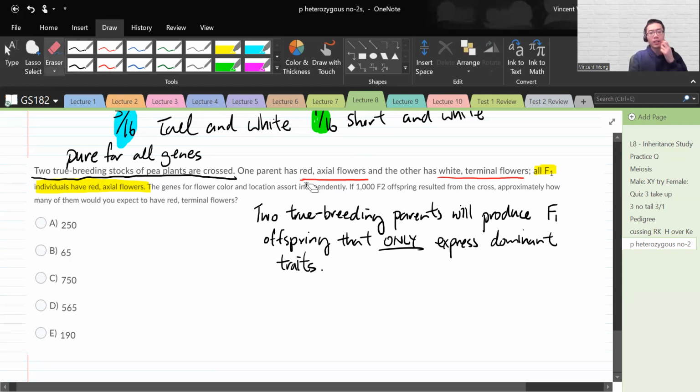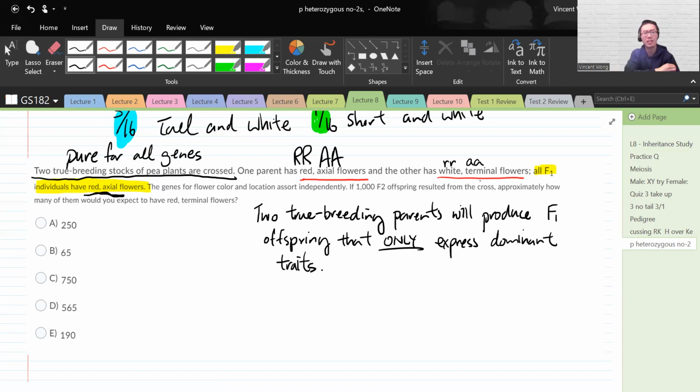So one of them is red and one of them is white, and then the F1 is red. So that tells you red is the dominant. The one parent is big R, the other is small r. And then the flower is axial, so this is the dominant one and terminal is the recessive one. Do you understand how to tell which one is dominant and which one is recessive? You start with the purebred parents, and then you look at the F1. Whatever shows up in the F1, those are the dominant traits.